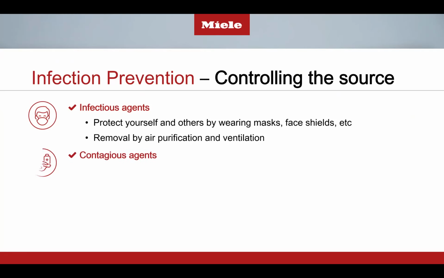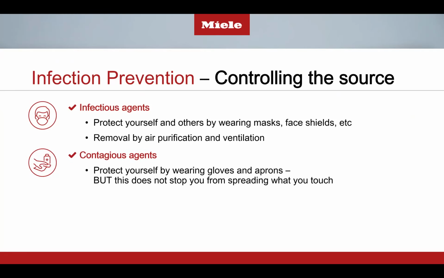Whereas with the contagious agents, we have to take a different approach. We protect ourselves by wearing gloves and aprons so that we don't get the bugs onto ourselves. But we shouldn't really forget that this doesn't stop us from spreading what has gone onto the gloves to other people as we touch other things around. So we have to be aware of both, not just protecting ourselves, but protecting other people. And these bugs, the contagious ones, are removed by cleaning. And ultimately, we destroy the bugs that are left after we've cleaned by what we call disinfection processes.